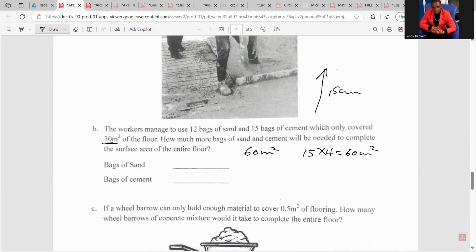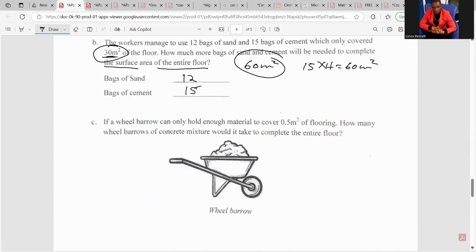How many more bags of sand and cement will be needed to complete the surface area of the entire floor? Now, if the entire floor is 60 and we did 30, that means a half, right? So it would take the same amount to complete it, because a half is completed. That can trick students. All right, if a wheelbarrow can only hold enough material to cover 0.5 meters square of the flooring, how many wheelbarrows of concrete mix would you need to complete the floor?